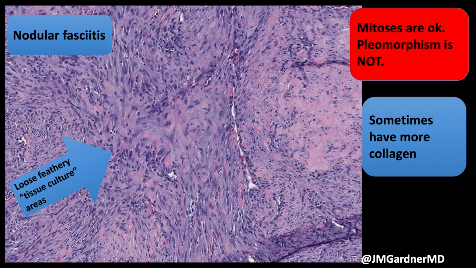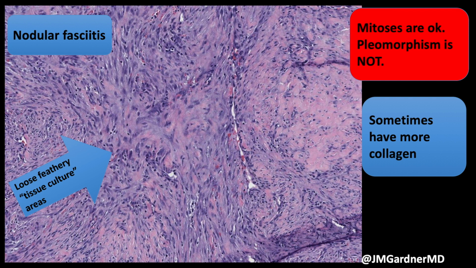When the lesions are earlier and just starting out, they're much more cellular, then they get cystic breakdown, and then some of them over time get sclerosis and kind of scar down a little bit almost, if you like to think of it that way. You can still see some of that loose feathery tissue culture area here.